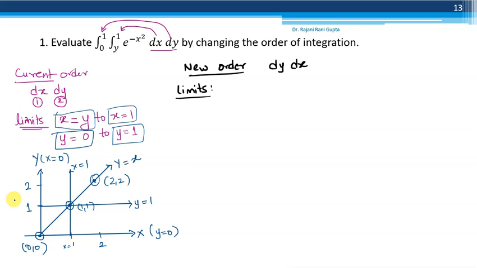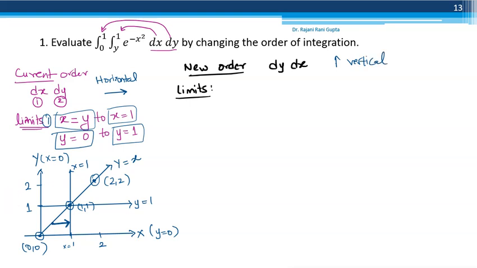Okay, now we have to check what is the region. Since first the variation is in the limits of x, x varies from x equal to y to x equal to 1. So x equal to y is this and this is x equal to 1. So it's the variation first in x, which means first the movement is horizontal. Okay. And then we have to make it vertical.